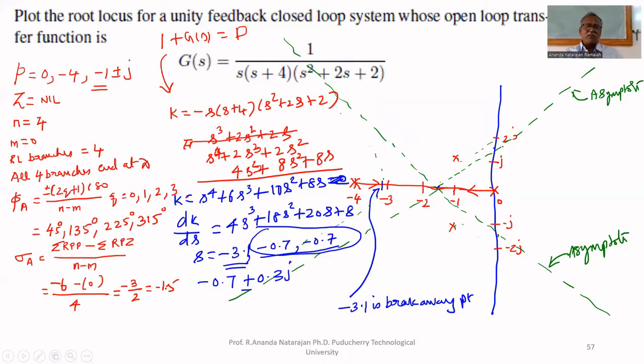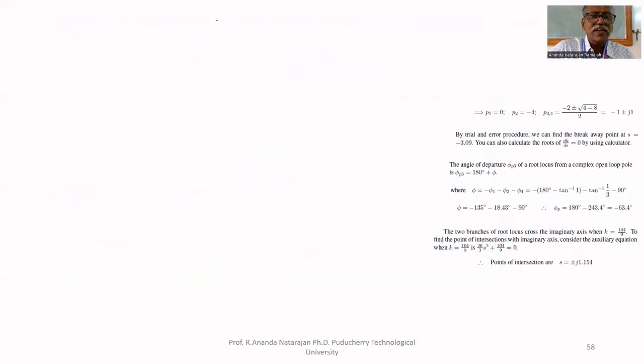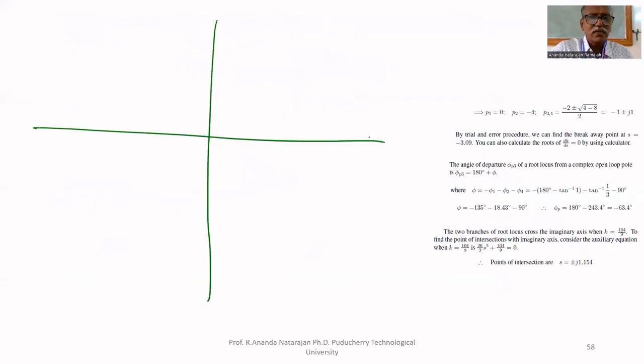Now, let us find the angle of departure. What are the poles? One pole at origin, another pole at minus 4, and one here and another one here, 4 poles. So what is the angle of departure from P4? We have to consider P1, P2, P3 and draw lines.